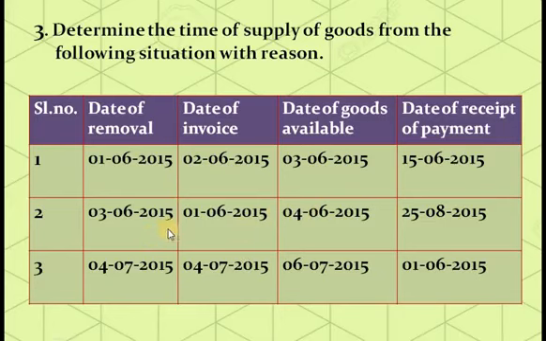Right? I want you all to find out when is the time of supply. The third case: 4th July, 4th July, 6th July and June 1st. Find out when is the time of supply. I want you all to write in the same tabular form with the reasons for each case. That is very, very important.